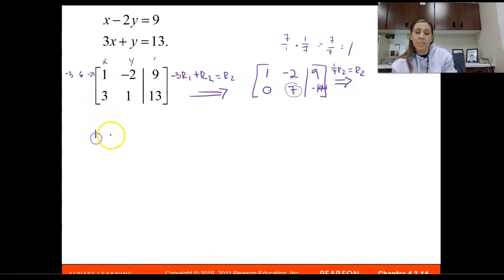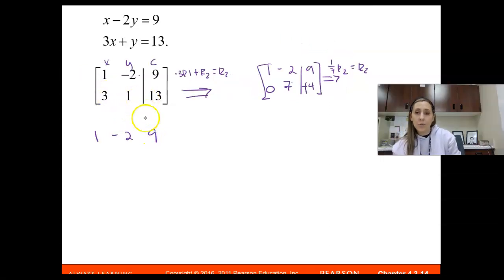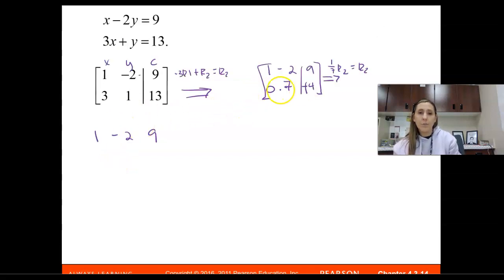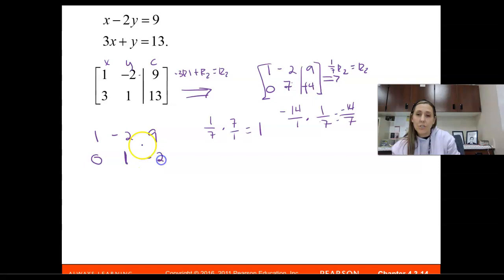Okay, so I'm going to write that over here. My row 1 did not change, but my row 2 is going to change. So 1/7 times 0 is 0. 1 over 7 times 7 over 1 equals 1. We just discussed that, so that's 1. And then I have that -14. So -14 over 1 times 1 over 7 equals -14 over 7, which is just -2.